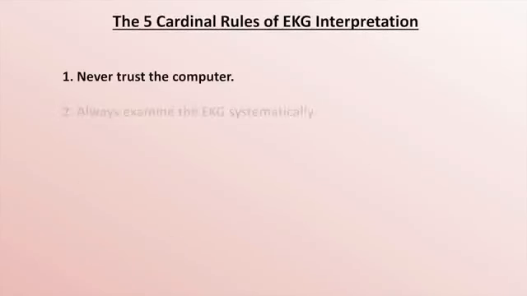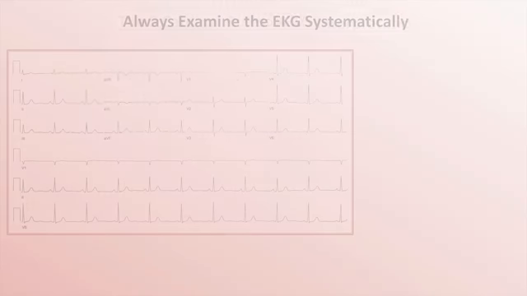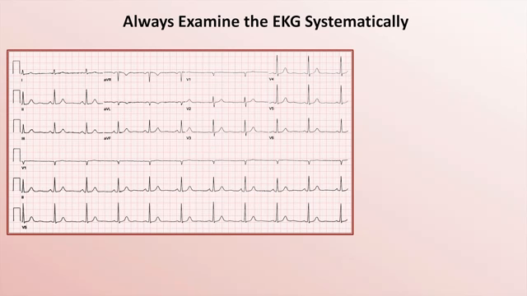Next, rule number 2, always examine the EKG systematically. I have another video talking about my preferred systematic method in more detail, but here's a brief overview using this EKG as an example. Step 1 in the systematic method is to identify the rhythm. There are 5 parts to this. Part A, is the rhythm fast, slow, or normal? In this example, it's about 60 beats per minute.